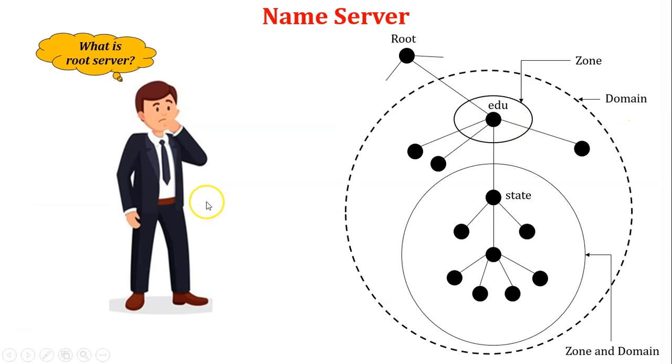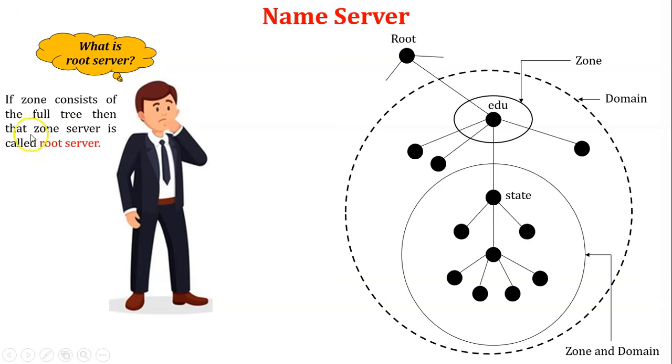Next, what is a root server? If any node consists of the full tree, it is called the root node. So the definition of root server is, if a zone consists of the full tree, then the zone server is called the root server. Now see in this diagram, here edu is the root server because any node that enters this particular domain is anyhow connected with that root server, meaning connected with edu. So for this domain, edu is the root server.